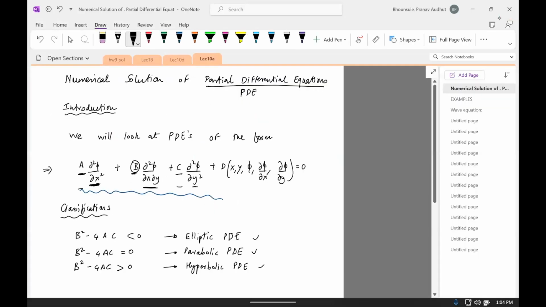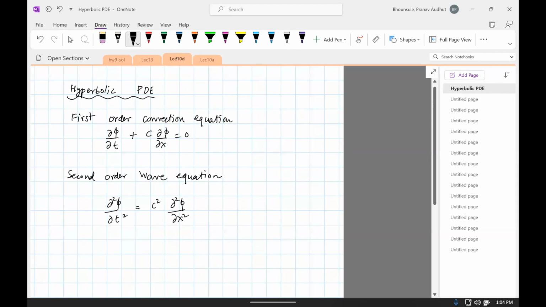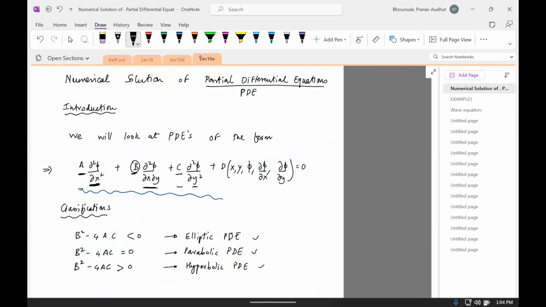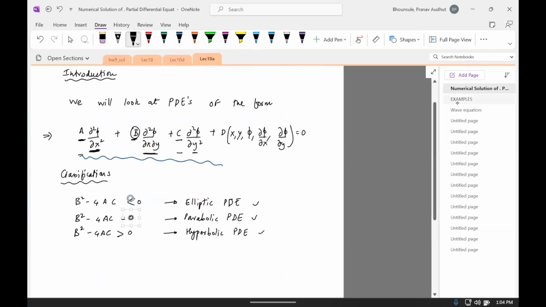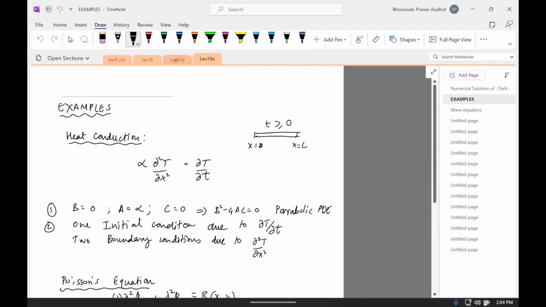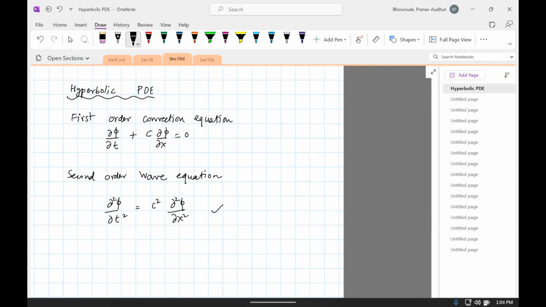However, what I've written down here seems to violate that. So this is okay. We can actually check that b squared minus 4ac is greater than 0 for this one. It's greater than 0 for hyperbolic. But how come this equation, which is a first order equation, is actually a hyperbolic equation? It turns out that you can show that that first equation is actually the same as the second equation, which I'll just show quickly.